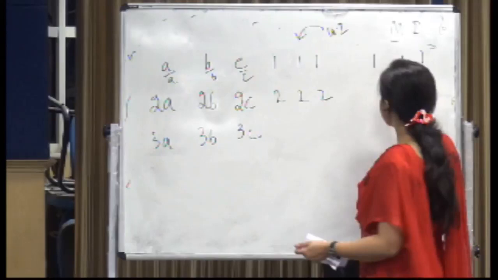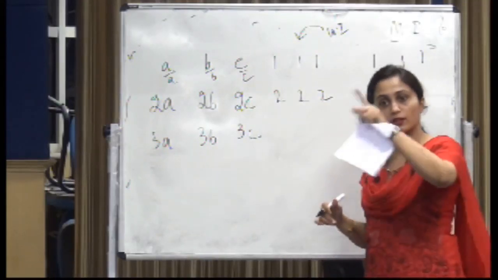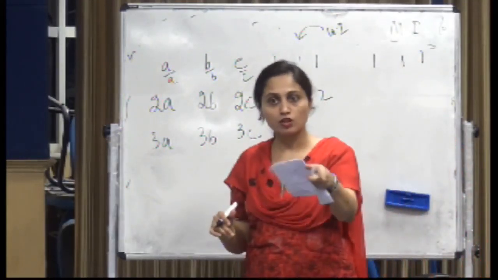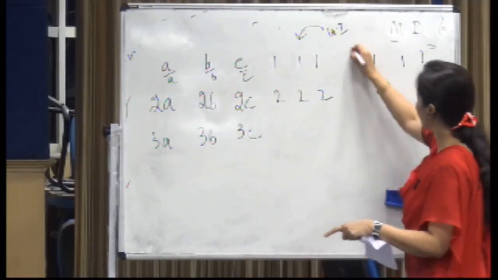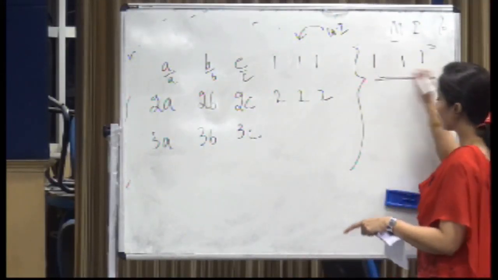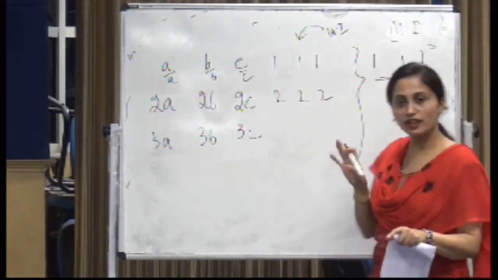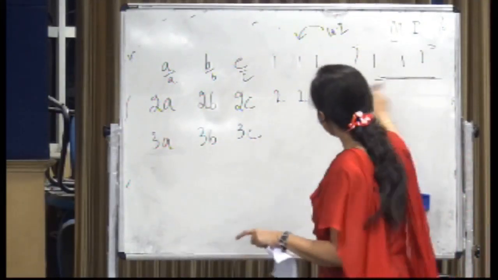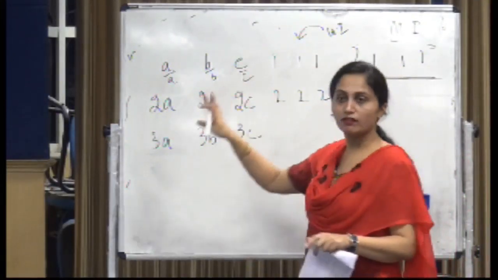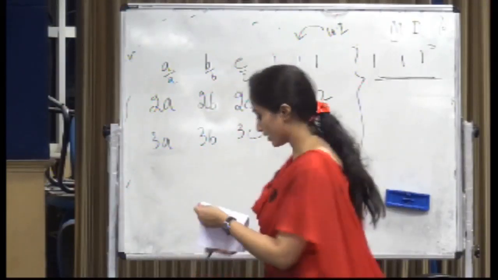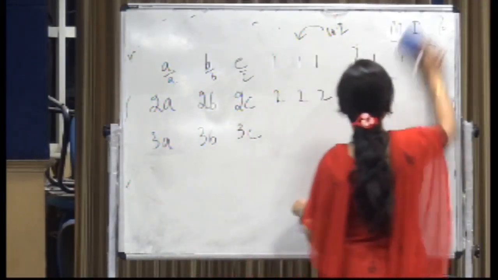And what will be its Miller indices? 1 by 2, 1 by 2, 1 by 2. LCM is 2. So when we multiply by 2, you will get 1 by 1, 1 1 1 only. So you will get 1 1 1. So 1 1 1 is representing all the 3. So Miller indices are always better. Okay, next, done with this?